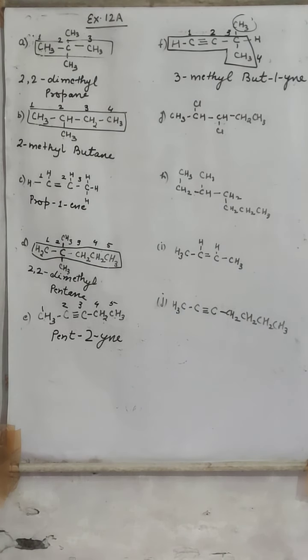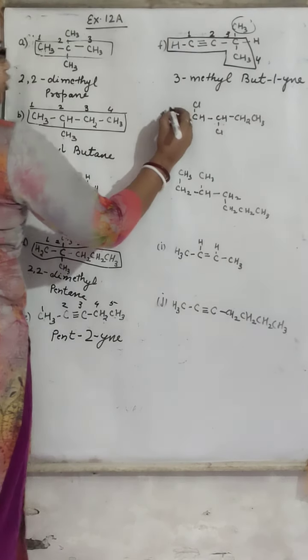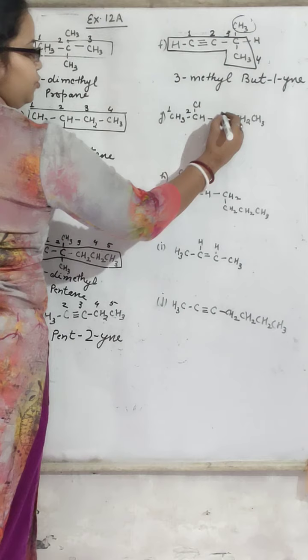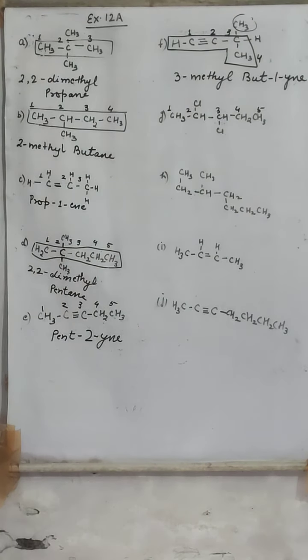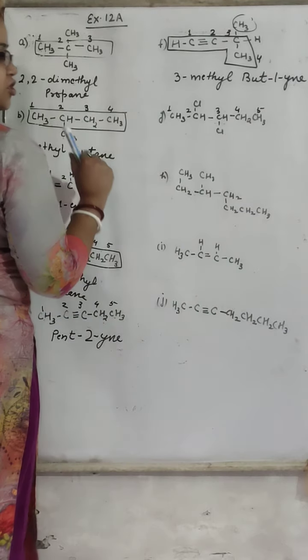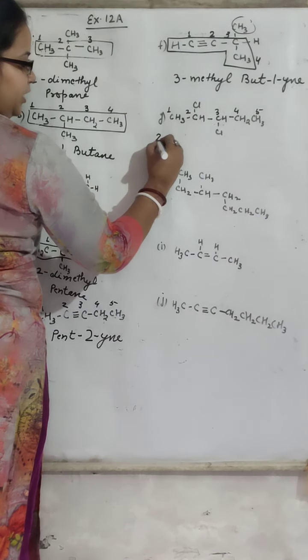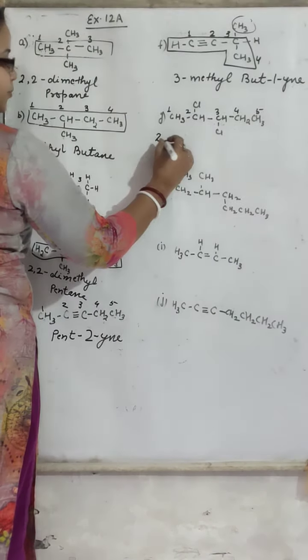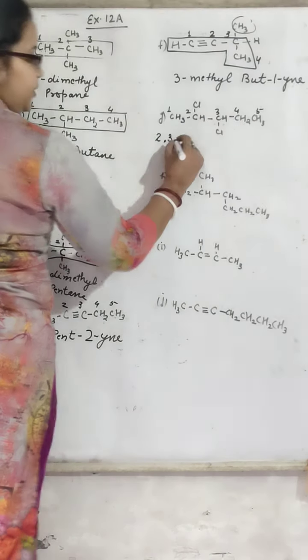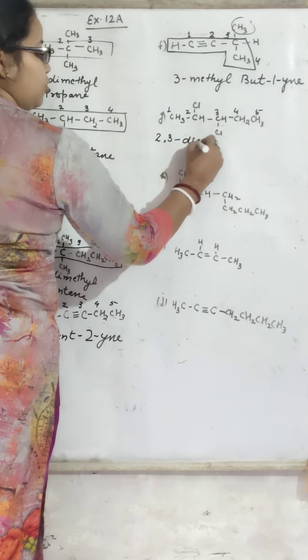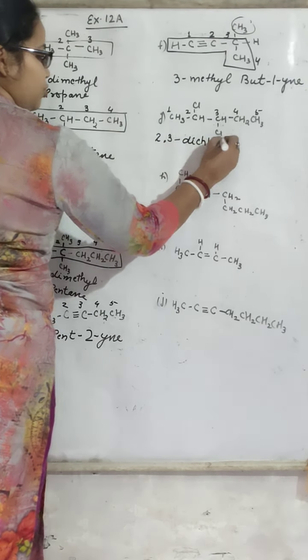That means we will give the numbering from where this halide will get the smallest possible number. So this is 1, 2, 3, 4 and 5. At what position is chlorine present? At second position and at third position. So 2, 3. Both are chlorine, that is why it is di. Chloro, for chlorine we use chloro.